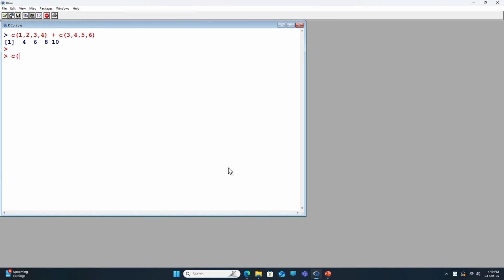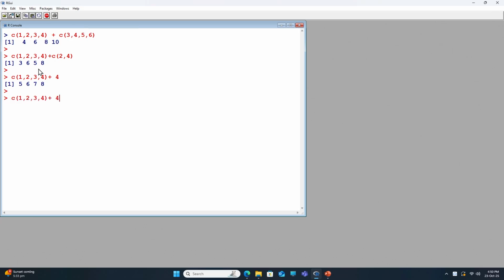Then if I take c(1, 2, 3, 4) and add it to a data vector of length 2, say c(2, 4), you can see that the 2 and 4 are first added to 1 and 2, and then once again they are added to 3 and 4. On the other hand, if you take only a scalar value, say 4, then you can see that 4 is added to each of the numbers.